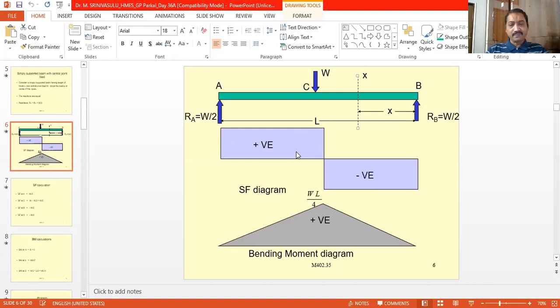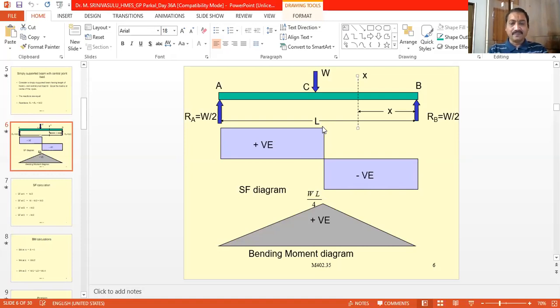Whenever the point load is acting, the shear force diagram will contain horizontal lines or rectangles. So here the shear force at point B is equal to minus W by 2. This will remain constant, and it will continue up to the point C. But exactly at point C, due to the action of the point load W, the shear force increases from minus W by 2 to plus W by 2. So the shear force suddenly rises from minus W by 2 to plus W by 2.